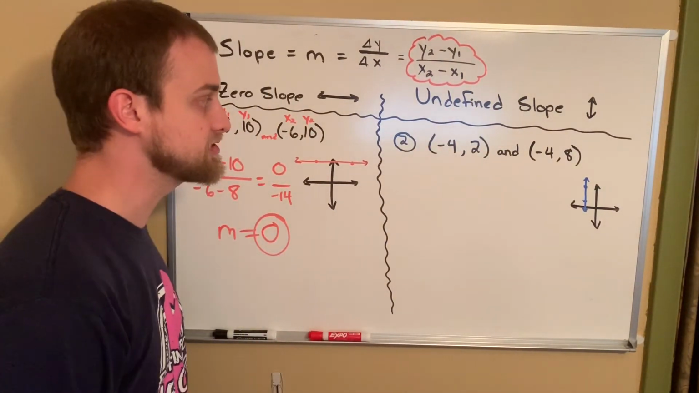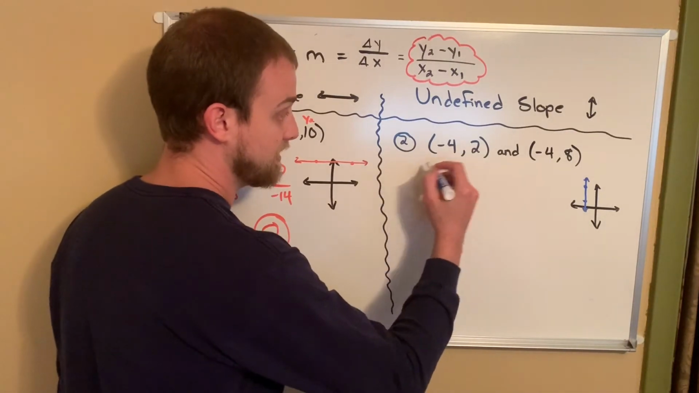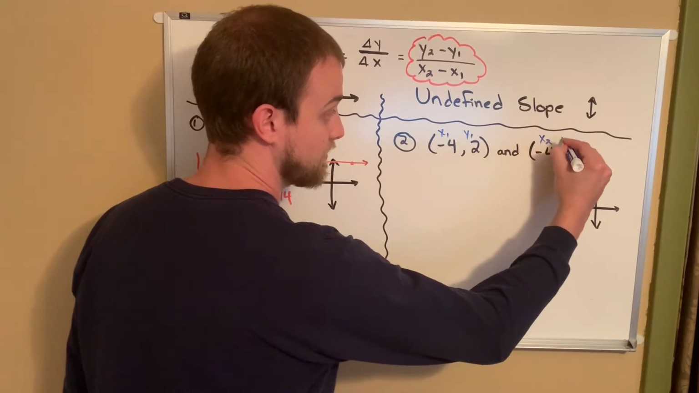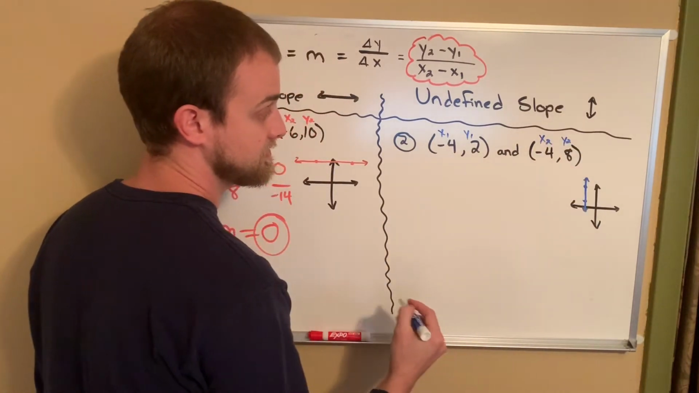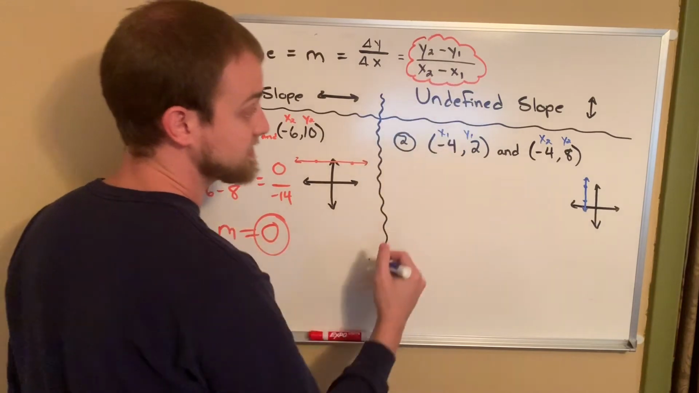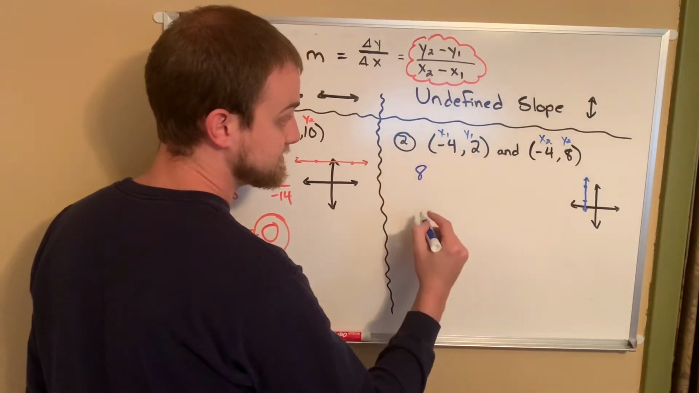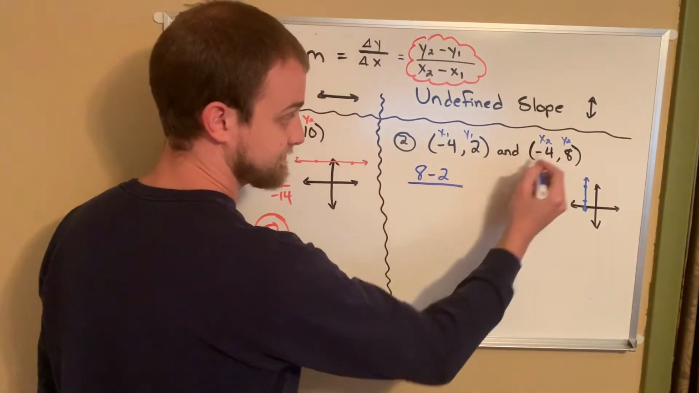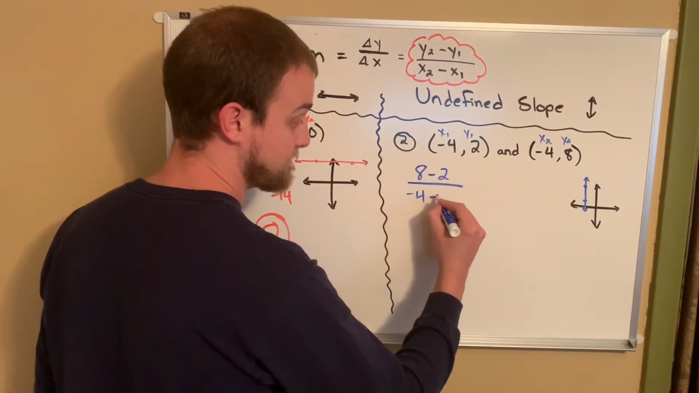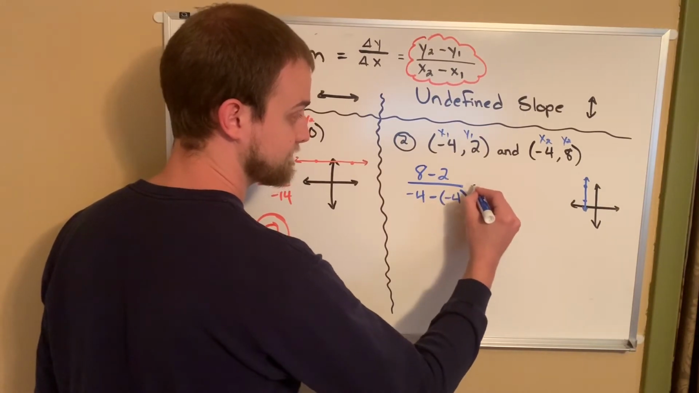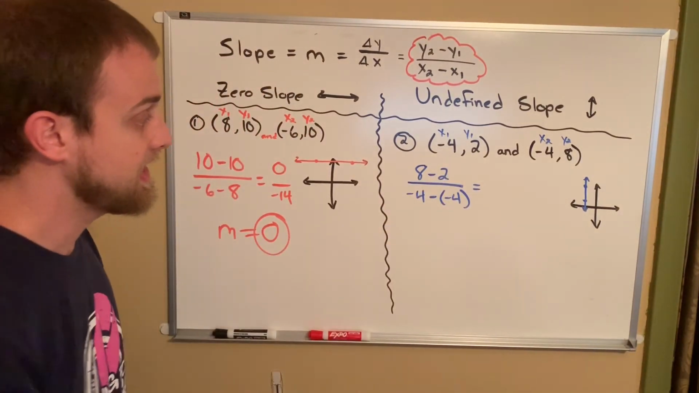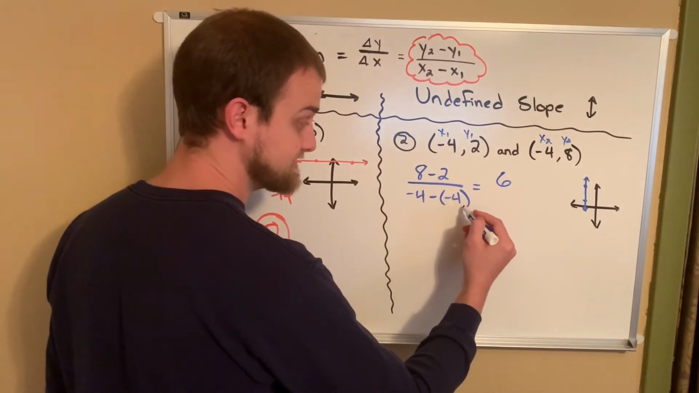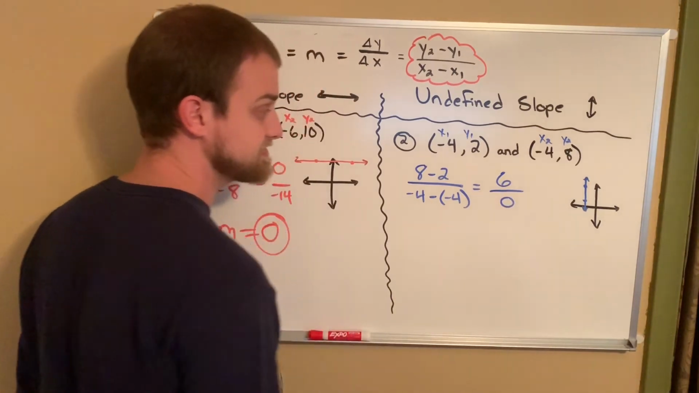But again, what does that look like numerically? Well, my x1, y1, x2, y2. I'm ready for my formula. y2 minus y1. My y2 value is 8, minus y1 is 2, over x2 is -4, minus -4. 8 minus 2 is 6. -4 minus -4 actually is going to give me 0.